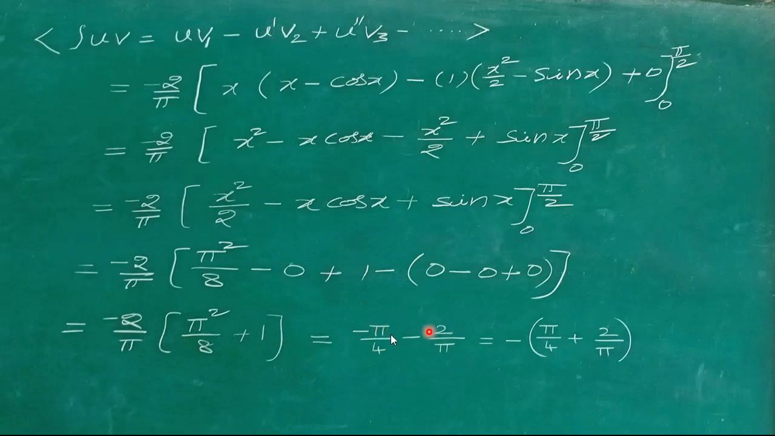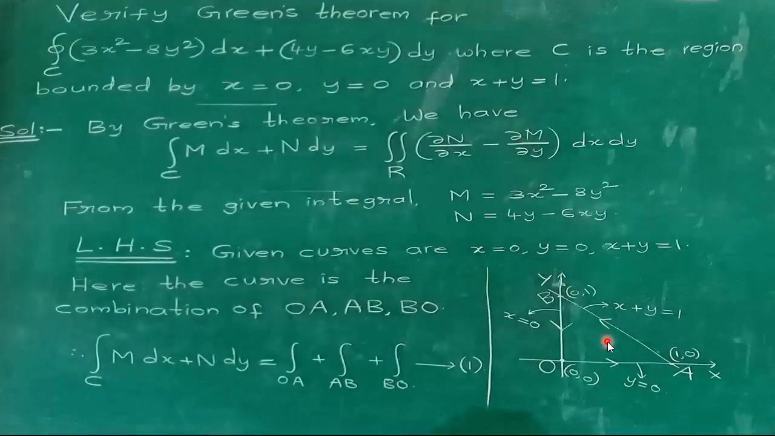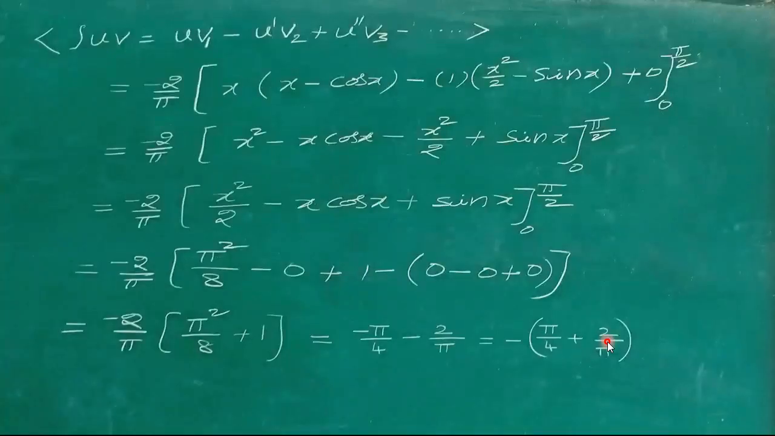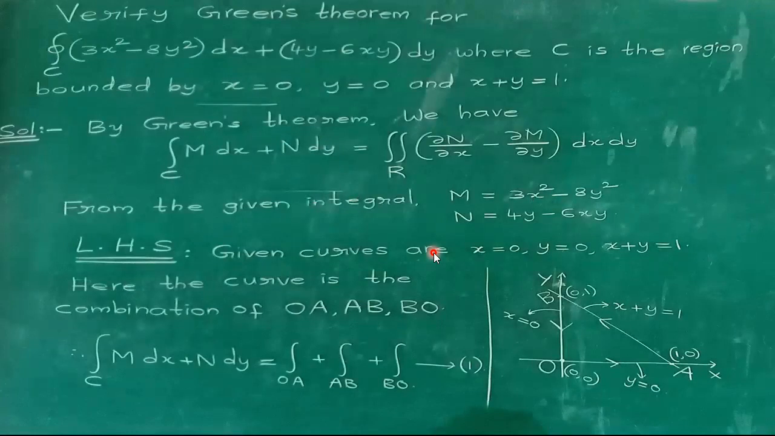Multiply. What happened if you multiply? Minus pi by 4 minus 2 by pi. Minus is common. You can get a minus of pi by 4 plus 2 by pi. Right now, so that is the second problem by using the Green's theorem. Now let us see the third problem on Green's theorem.